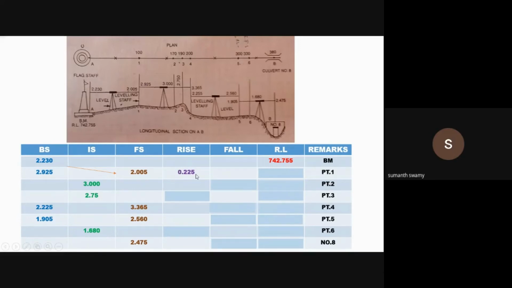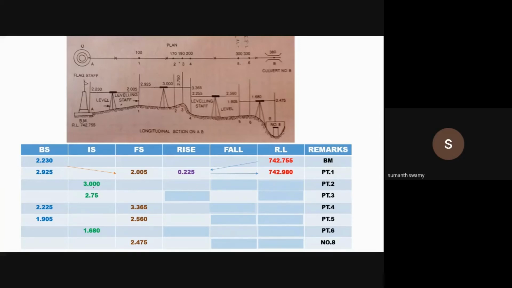Once the result has been got, if it is positive, then add it to the previous RL to get the next RL. Okay, so the previous RL is 742.755 plus rise gives the next RL. So similarly, the other points were also done in the same manner. The difference between backside and foresight is taken. If it is positive, enter it in the rise column. If it is negative, enter it in the fall column. Okay, so previous RL plus rise gives the next RL. If it is negative, then previous RL minus fall gives the next RL.